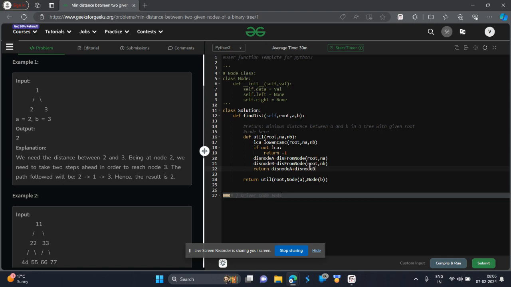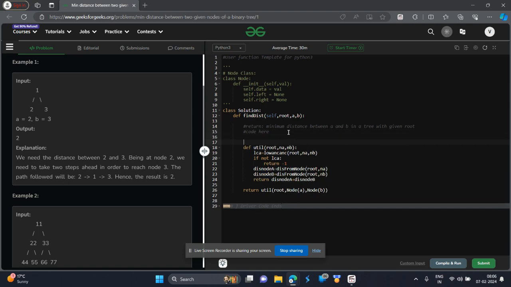Now there are two functions to be created. First is lowest common ancestor, and how to calculate it. And second is distance from node, the distance from a given node to its ancestor. First of all, I will create the lowest common ancestor function. Since we have passed three values, root, node A, node B.